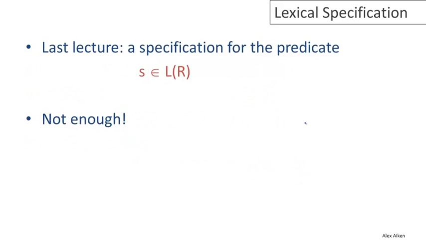In the last lecture, we talked about a specification for the following predicate. Given a string S, is it in the language, that's the function L, of a regular expression? That is, we defined a language of regular expressions, and we talked about their semantics in terms of sets of strings. For any given regular expression, we could reason out by hand whether a given string was in that language or not. And this turns out not to be enough for what we want to do.